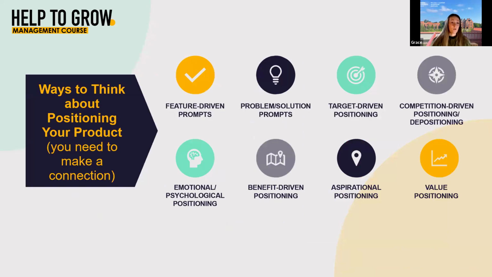Now, there's a variety of different ways that you can position, and certainly this list on the screen is not exhaustive, but we'll go through a couple of them anyway. You can position your product, your solution, your service to make a connection using your features. So it's a feature-driven prompt. Here you're emphasizing capabilities, features and characteristics that make your product unique and special. That is similar, but not the same as problem or solution positioning, because here what we're addressing is the customer pain point. You're framing your offering as a solution to a specific problem that your customer or client might have.